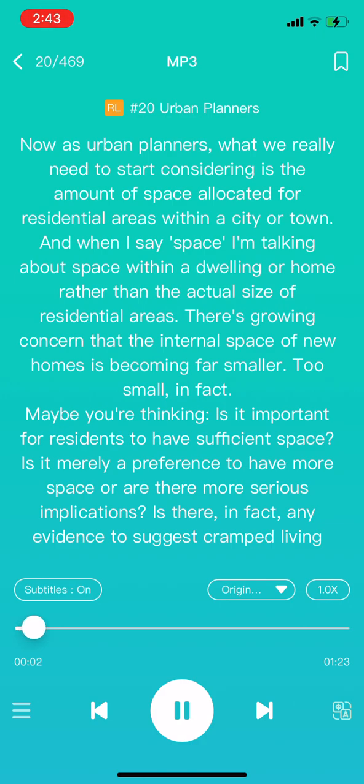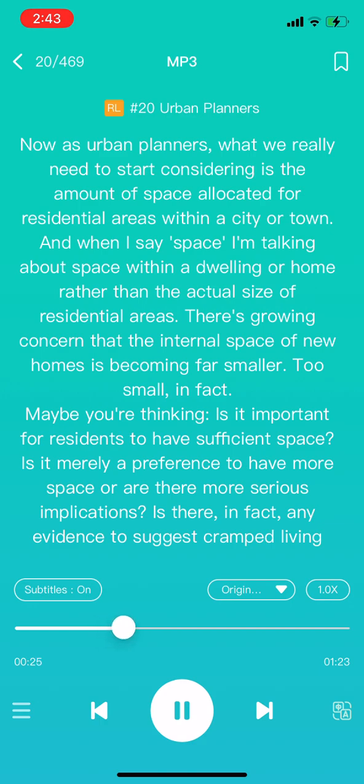Now, as urban planners, what we really need to start considering is the amount of space allocated for residential areas within a city or town. And when I say space, I'm talking about space within a dwelling or home, rather than the actual size of residential areas. There's growing concern that the internal space of new homes is becoming far smaller, too small, in fact.